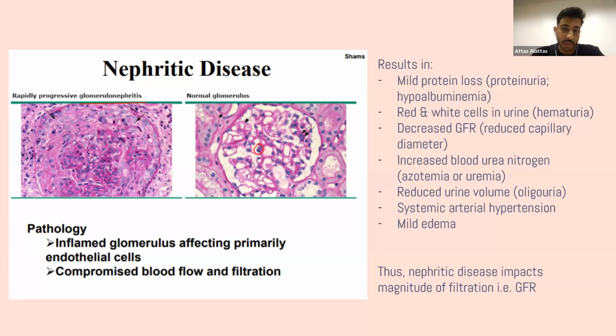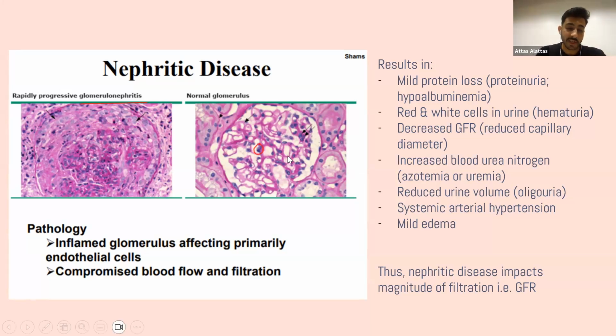This is one thing that you can see in nephritic. The other thing you can see in nephritic is mild protein loss. This is for the same reason: you're losing the endothelium layer. So only a few proteins will be spilled into the blood, into the urine.